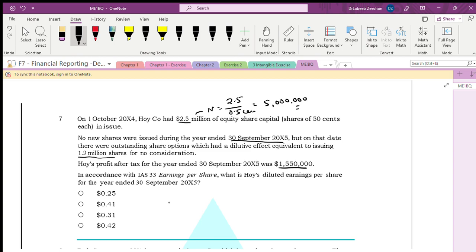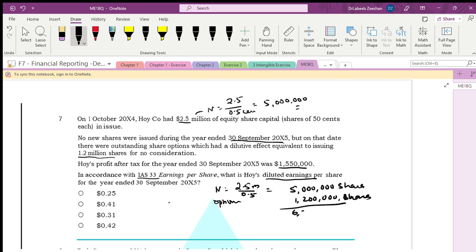What is the earnings per share as per IAS 33, and what is the diluted earnings per share? How many shares are there? N is how much? 2.5 million divided by 0.5 comes to 5 million shares. Next, there are options. How many options are there? 1.2 million. In total it will come to 6.2 million. This is the N.